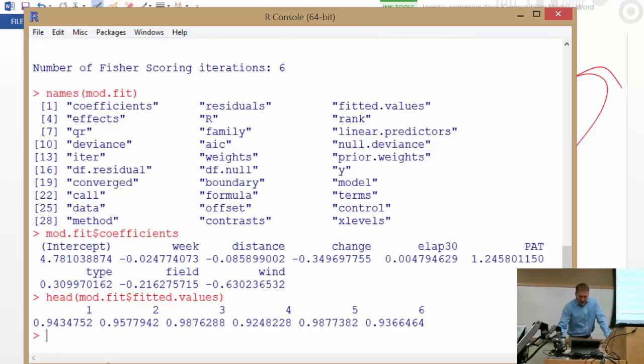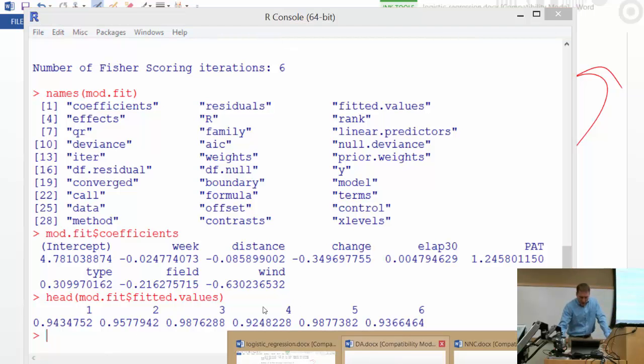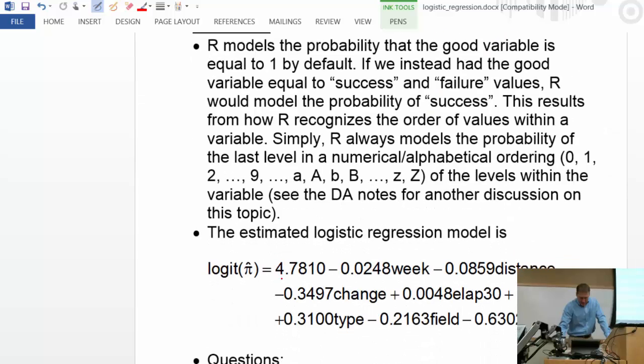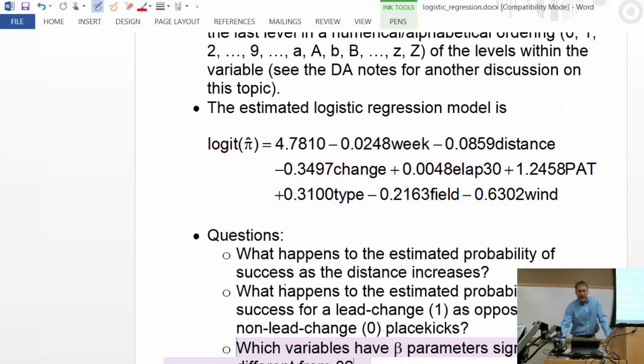So page 13 then in the notes shows you how you can actually write out your model. Again, if I ever ask you to write out an estimated logistic regression model, this is how you would do it. Just take the beta hats, put them in the corresponding spots, and say logit pi hat is equal to all that stuff on the right-hand side. This would be, for example, the easiest question on the test.